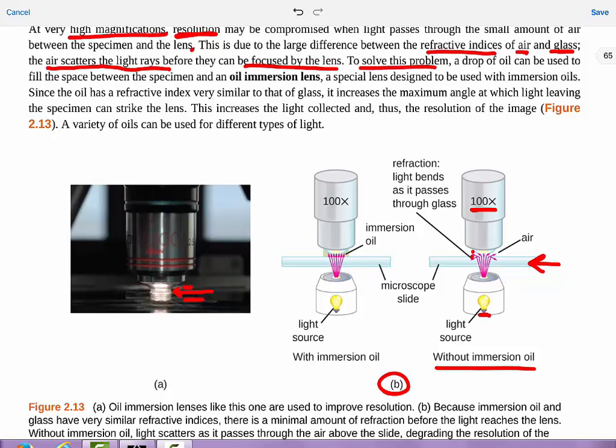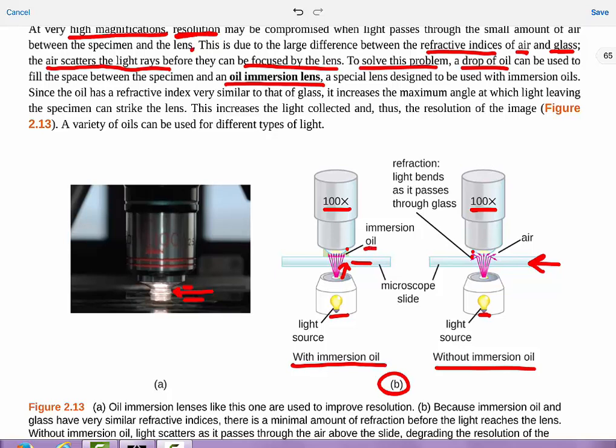To solve this problem then, a drop of oil can be used to fill that space between the specimen and an oil immersion lens, which is the 100x. So with the immersion oil, we can see here, we have the light coming up this way. We have our microscope slide here with the specimen. We still have our lens, but now we've got that drop of oil in here.